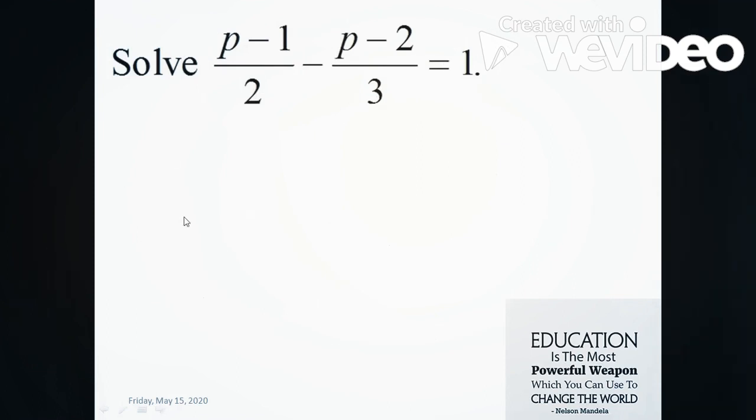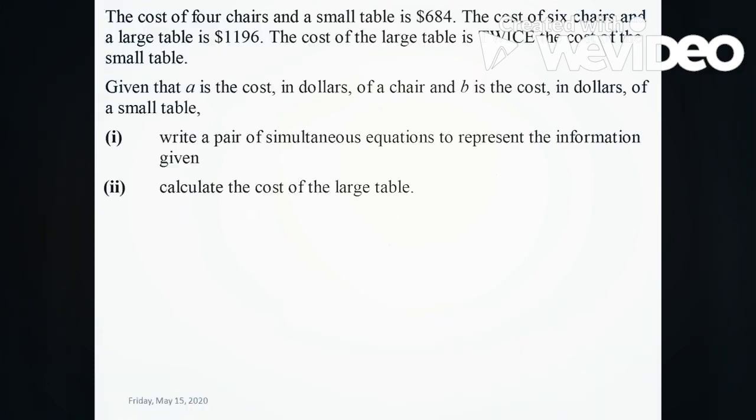Alright, so we're going to move on to the next question, which is a worded simultaneous equation question. It says the cost of 4 chairs and a small table is $684. Let a be the cost in dollars for a chair and b the cost in dollars for a small table. Write a pair of simultaneous equations.